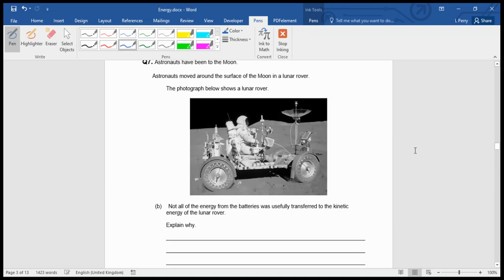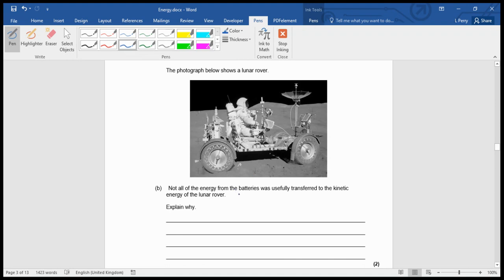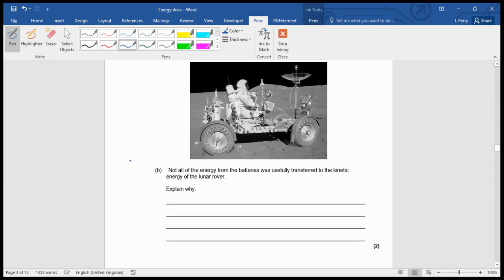Now, last one. Astronauts have been to the moon. Astronauts moved around the surface of the moon in a lunar rover. The photograph below shows a lunar rover. Not all of the energy from the batteries was usefully transferred to kinetic energy of the lunar rover. Explain why. So we're being asked, where is this missing energy go? We know the battery holds chemical energy, but not all of it is becoming kinetic energy. That means some of it is wasted.